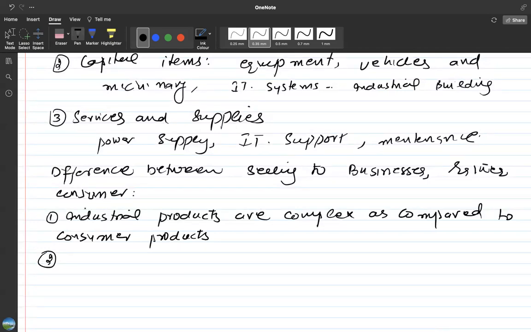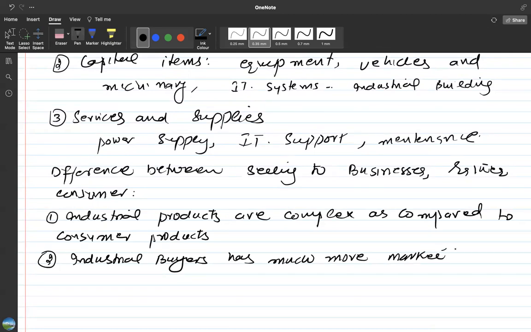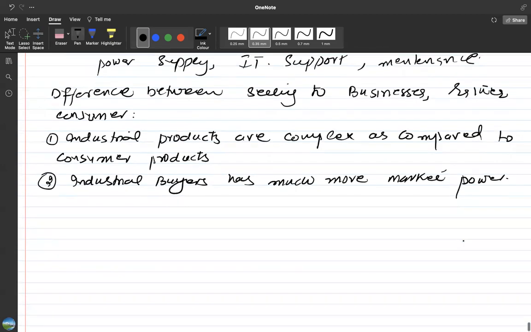Secondly, the industrial buyers have much more market power as compared to individual consumers. So we need to sell the product to the industrial businesses by well-trained staff. Otherwise, they won't buy that.